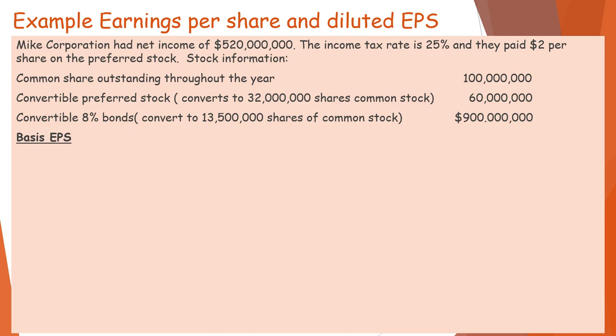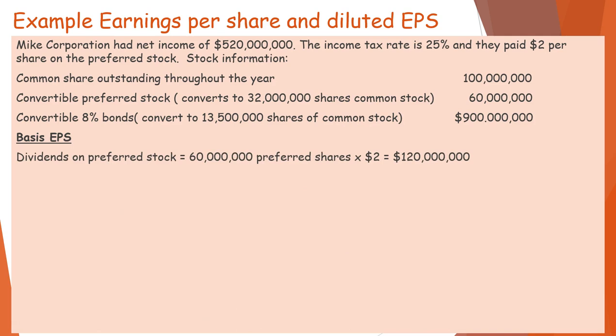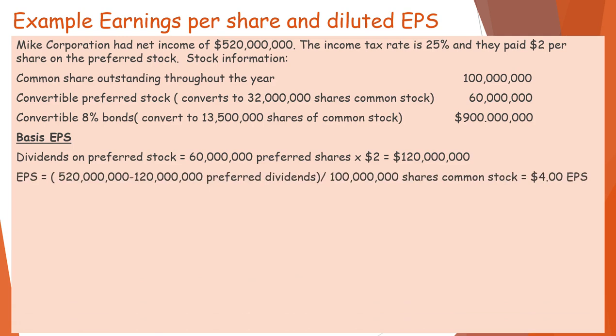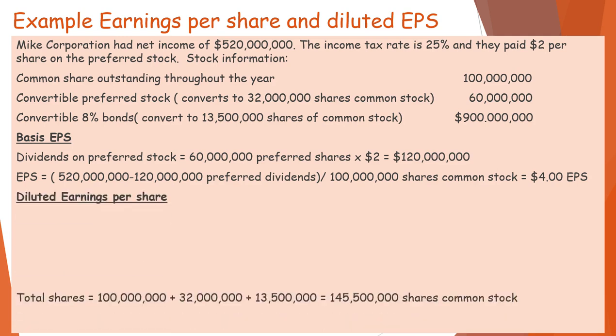Now, here is our example. Mike had a net income of $520 million. The tax rate's 25%, and they paid $2 per share on the preferred stock. Okay, they had common shares, convertible preferred, and convertible bonds. So, basic earnings per share would be $520 million minus the dividends on the preferred divided by 100,000 shares, and that gives you $4 for earnings per share.